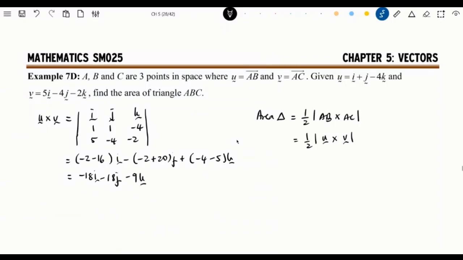Okay, so kamu dah cari cross product. Now we want to find the magnitude. So it's gonna be negative 18 square plus negative 9 square. So it's gonna be dalam square root berapa? Square root 729. Okay, 729. Boleh simplify? 27. 27 per 2. Okay?